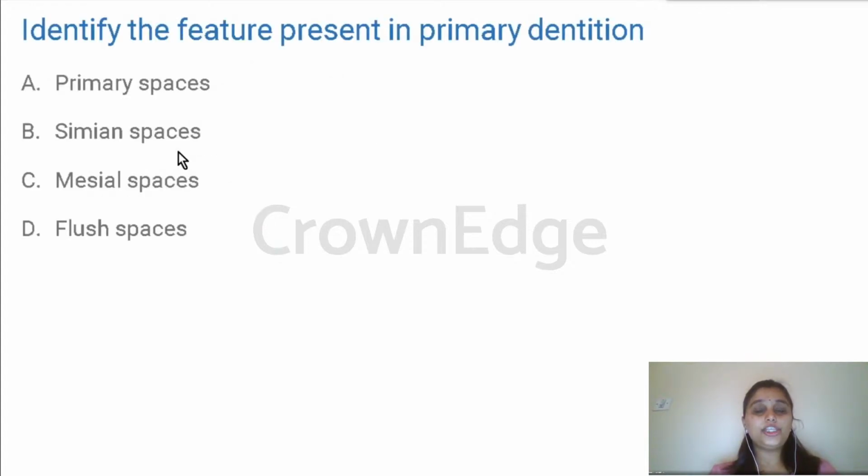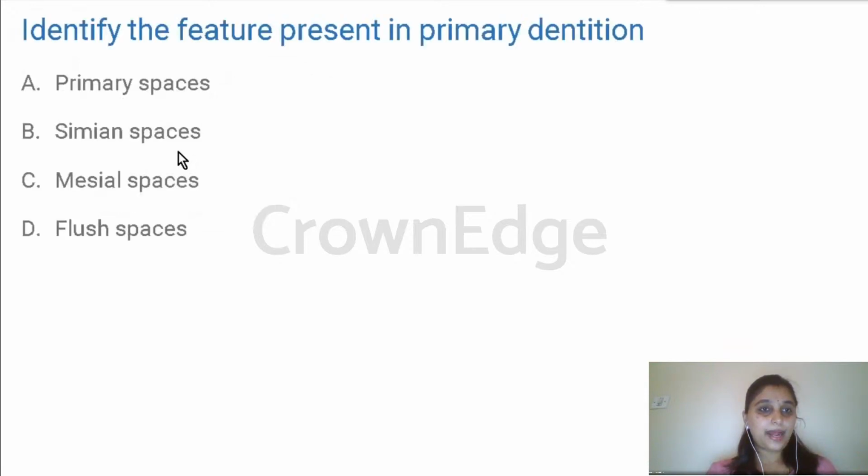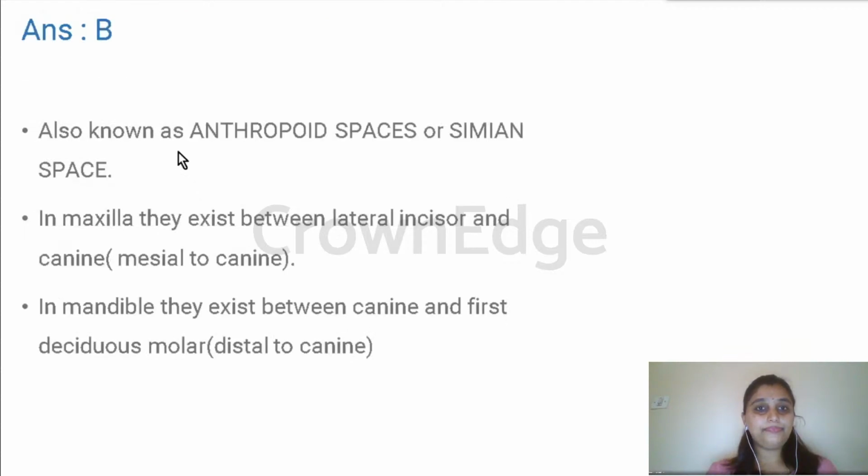Okay, so your options are here. Identify the feature present in primary dentition. A. Primary spaces. B. Simian spaces. C. Nasal spaces. D. Flush spaces. What is your answer for this question? This is a picture. I want you to look at the arrows. So your options are primary, simian, nasal, and flush. Yes. The answer is B. It is known as the simian spaces.